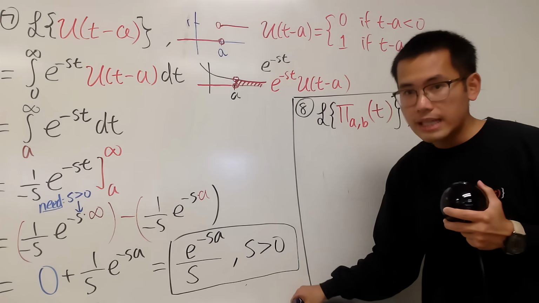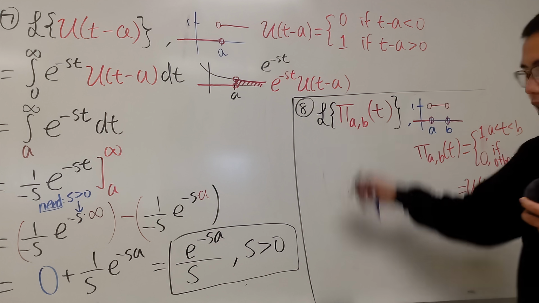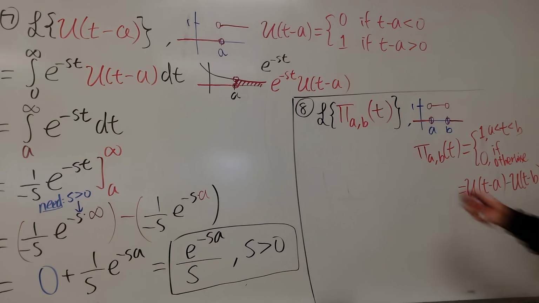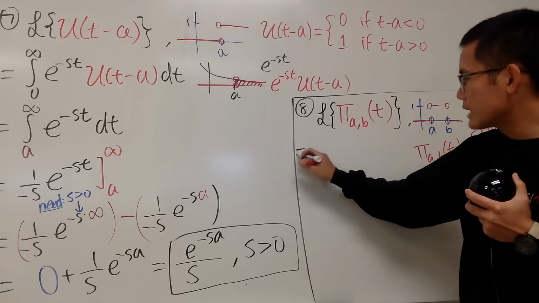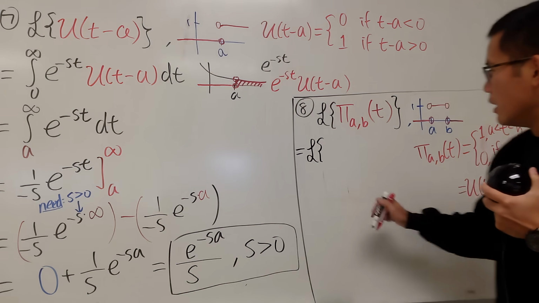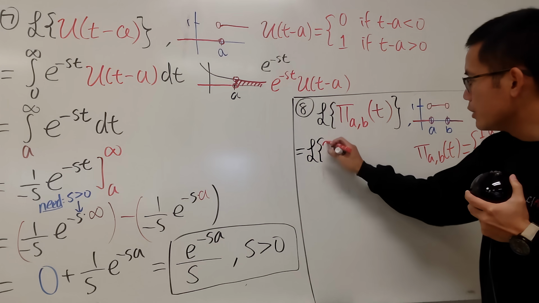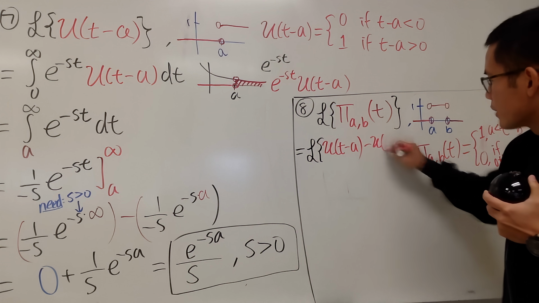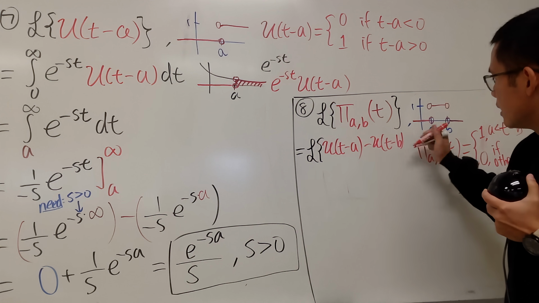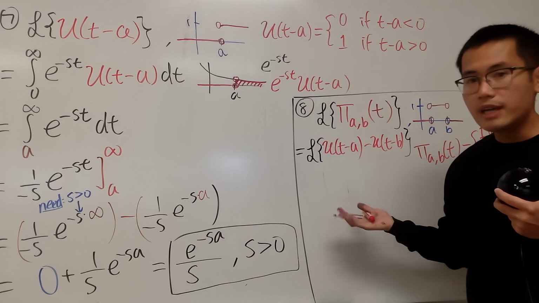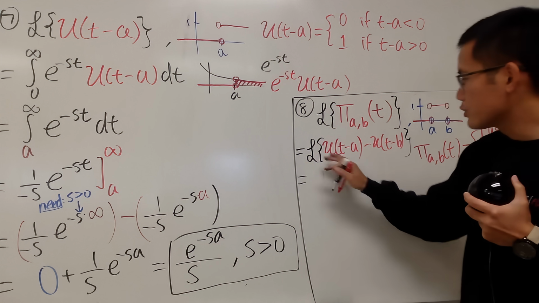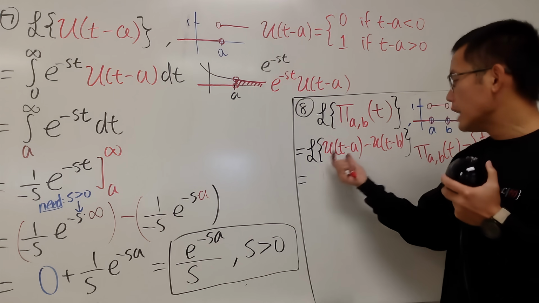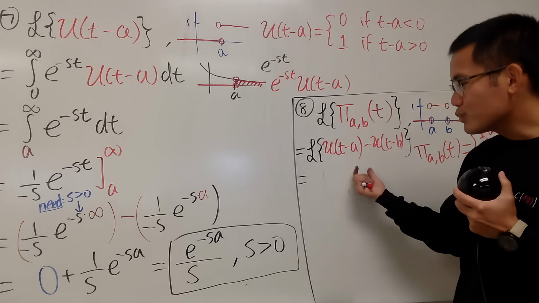All right, with that being said, in order to do the Laplace transform of this, we can actually just use this right here, which is very nice. So we actually just have to do the Laplace transform. Again, pi ab is just going to be the unit step function of t minus a, and then minus the unit step function of t minus b, like this, which is very nice. Because now we can just do a Laplace transform of the first one, minus Laplace transform of the second one. Laplace transform of the first one is what?